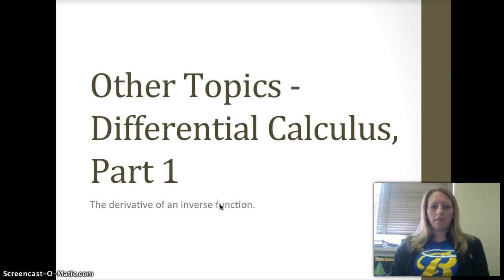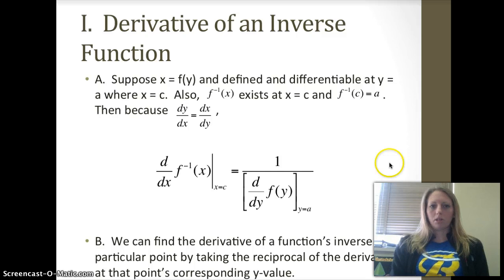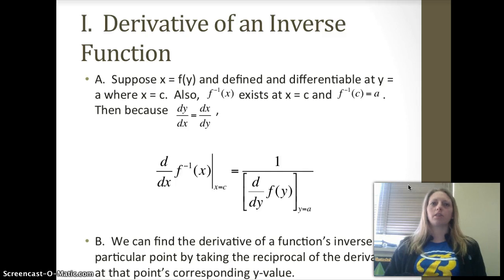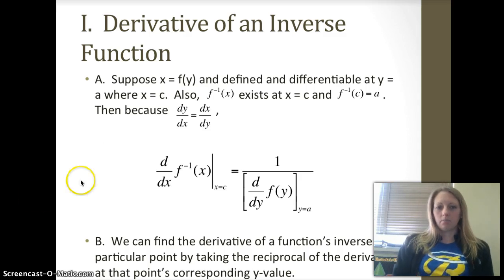Okay, the derivative of an inverse function. So I know this is a lot of information. So the derivative of an inverse function, if we recall, an inverse function is a function that, when you solve for the other variable and then switch the letters back. And so it's just saying that suppose x equals f of y, and it's defined and differentiable at y equals a, where x equals c, so the inverse exists at x equals c, and the inverse of c is a. And then it's saying because dy/dx equals dx/dy, so you're flipping it.